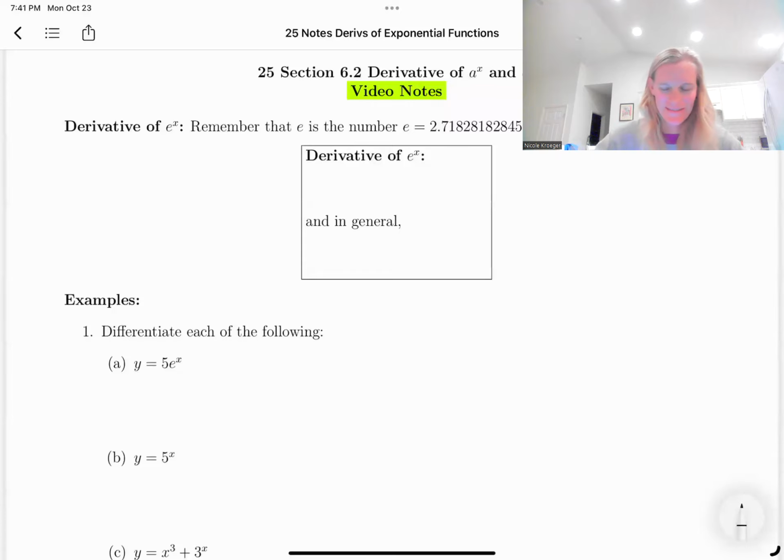So we know how to deal with x to the 8th. Its derivative is 8x to the 7th. But if we have 8 to the x, we don't know how to deal with that yet. So that's what we're going to learn today.